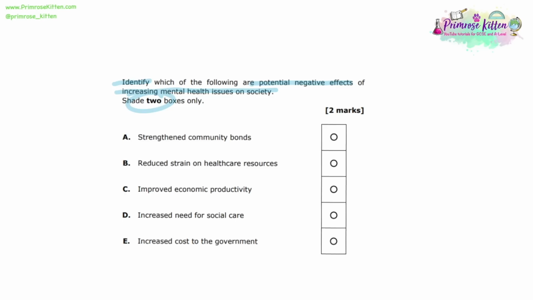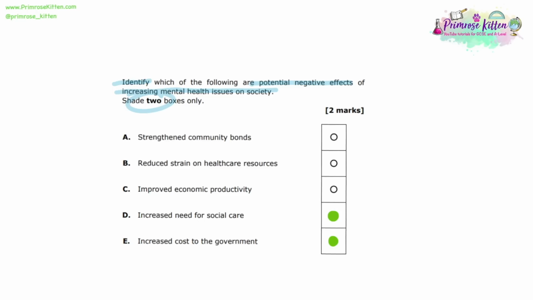Options D and E are identified as the potential negative effects of increasing mental health issues on society. This is due to the following reasons. D. Increased need for social care. As mental health issues rise, there is an increased demand for social care services to support individuals experiencing mental health challenges. This includes services such as counselling, therapy and community support, which can place a strain on existing social care resources. And option E, increased cost to the government. Mental health issues can lead to higher healthcare expenses, increased demand for social care services, and potential productivity losses. Governments may need to allocate more funds to address these issues comprehensively, thereby incurring additional costs.